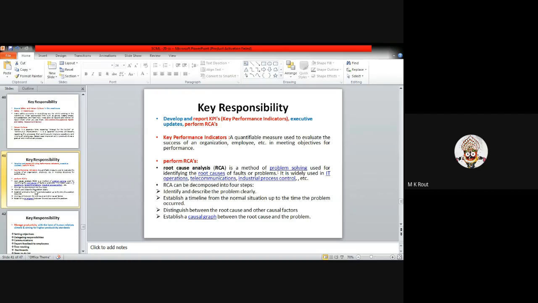But Flipkart has recently implemented this root cause analysis, decomposed into four steps. That is, identify and describe the problem clearly. The next is establish a timeline for the normal situation up to the time the problem occurred. The third step is distinguish between the root cause and the causal factors. The fourth one is establish a causal graph between the root cause and the problem.